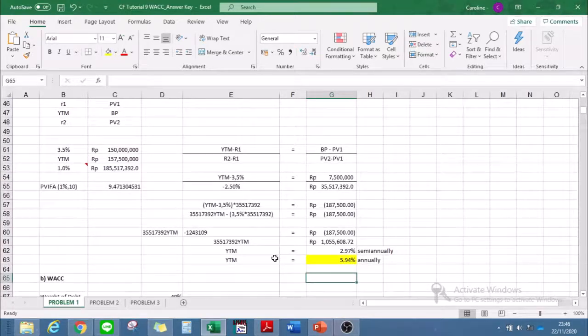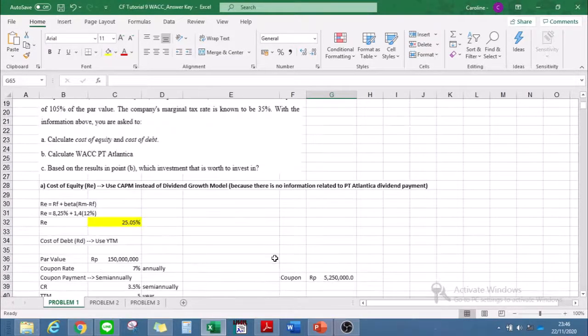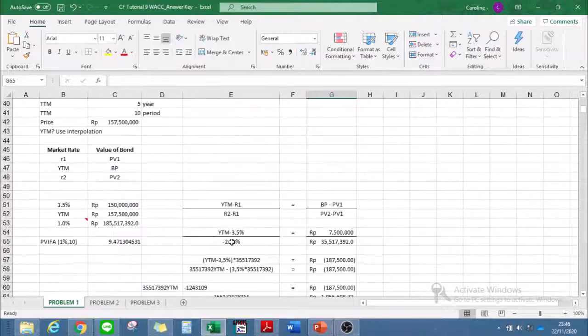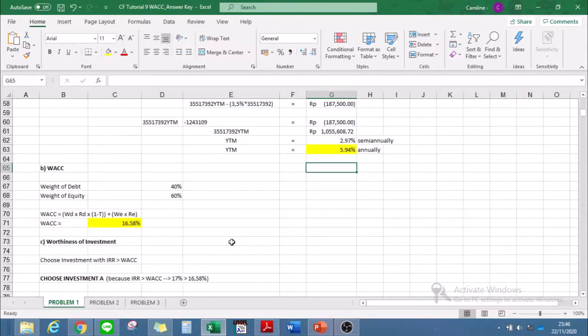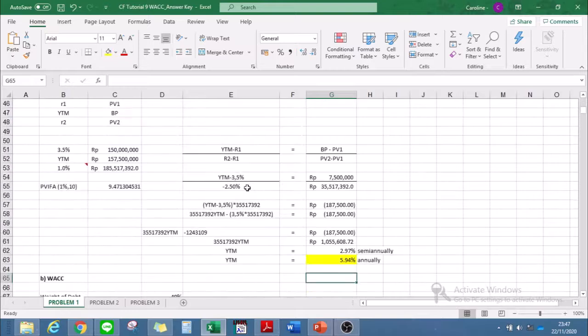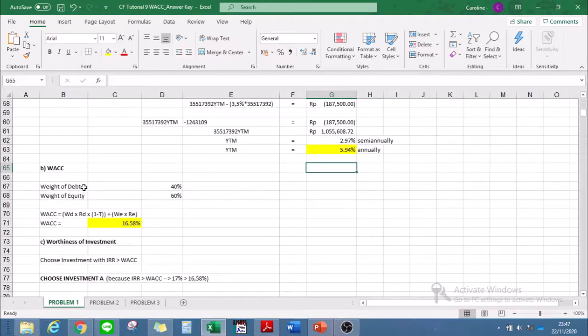Now you have found the cost of that. Okay, and then you are asked to calculate the weighted average cost of capital from PT Atlantica. From the question here, you know that the company is going to finance the investment using 40% of that. So that basically means that the weight of the debt is 40%, while the weight of the equity is 60%.